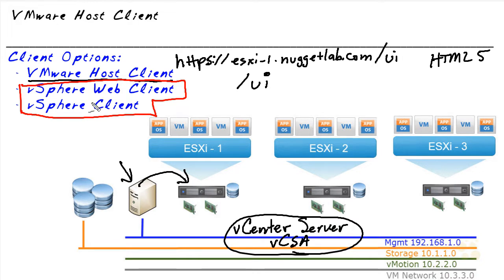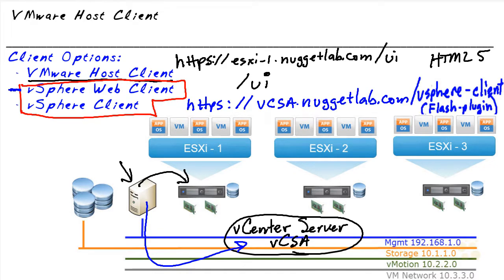So the vSphere web client, I'll put that connection in blue, from our workstation we would connect over to vCenter. And the way we would connect over to vCenter would be HTTPS, the resolvable name of our vCenter server, let's say it's VCSA.nuggetlab.com/vsphere-client. And spoiler alert, that actually will be, once we deploy the vCenter server appliance, the resolvable name for it. And so our workstation will connect to the vCenter server, and then the vCenter server can go ahead and manage the ESXi hosts. So the vCenter server is the middleman between the management workstation and the actual ESXi hosts.